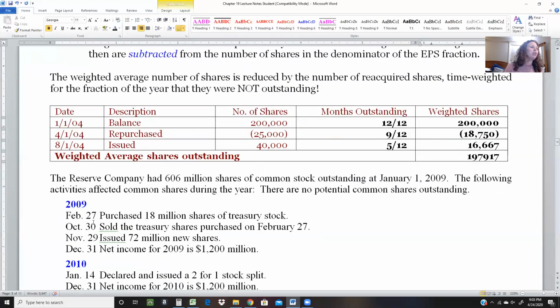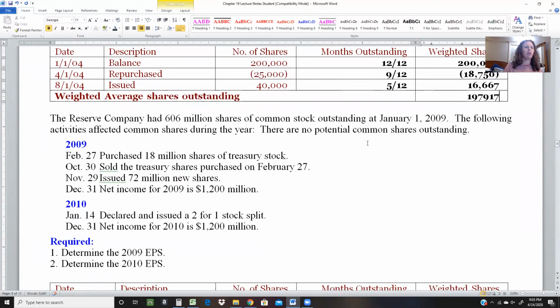So the reserve company had 606 million shares of common shares outstanding on January 1. The following activities affected common shares during the year. There are no potential common shares outstanding. What does that mean? Oh, that means that maybe we didn't issue any additional shares after that. That's a weird sentence.